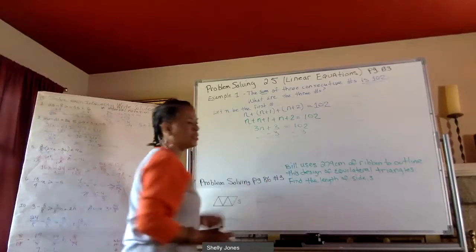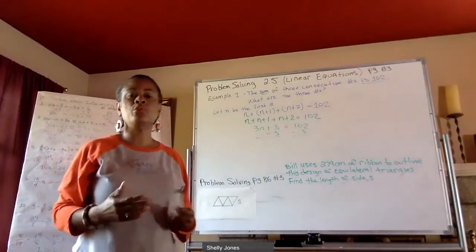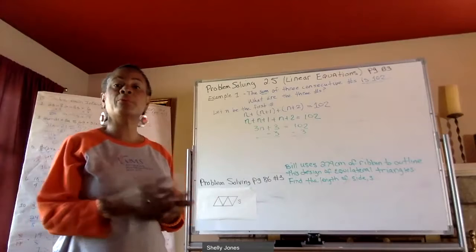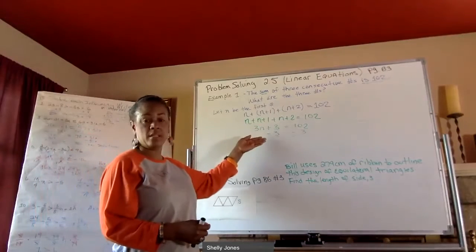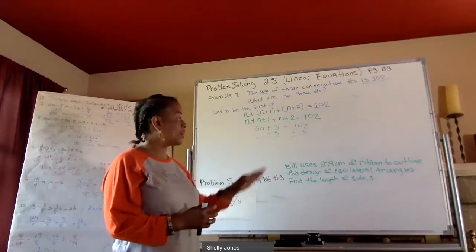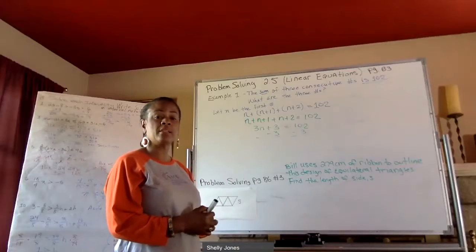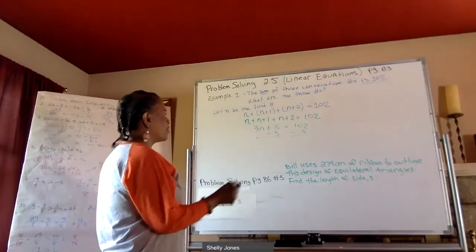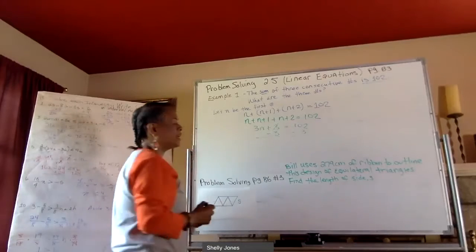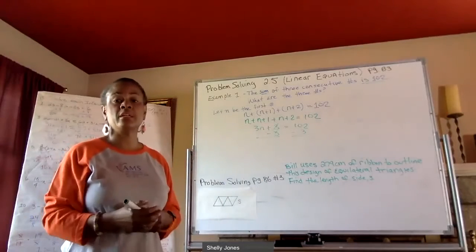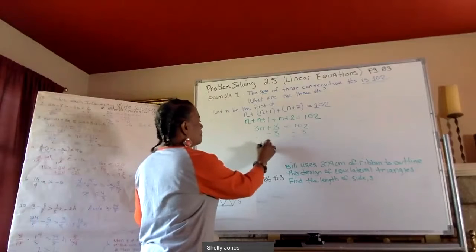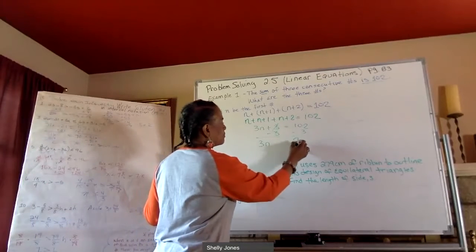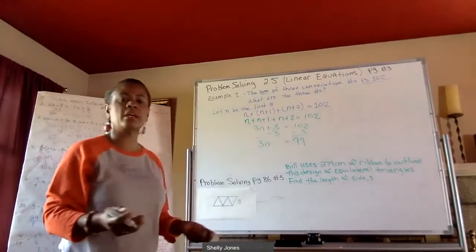Now I'm going to begin to isolate the variable. In order to do that, I have to undo whatever's being done to the variable. Right now we have 3 times n, plus 3. So the first thing I'm going to do is subtract 3 from both sides so that I can isolate the variable n. 3 minus 3 is 0, 3n plus 0 is 3n. So on this side, I'm left with 3n, equals, on this side of the equal sign, 99. 102 minus 3 is 99.